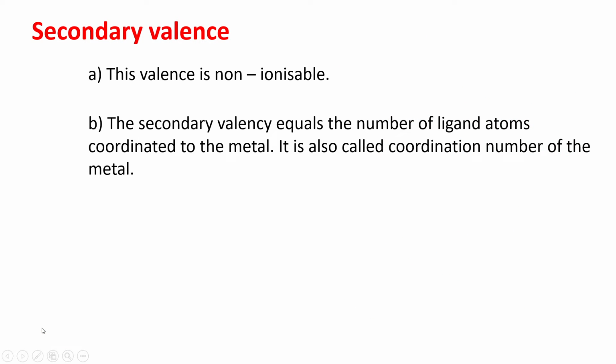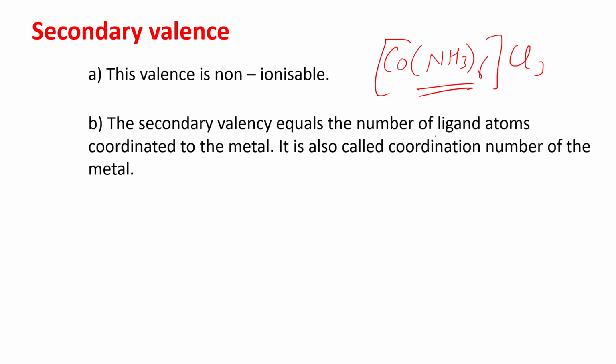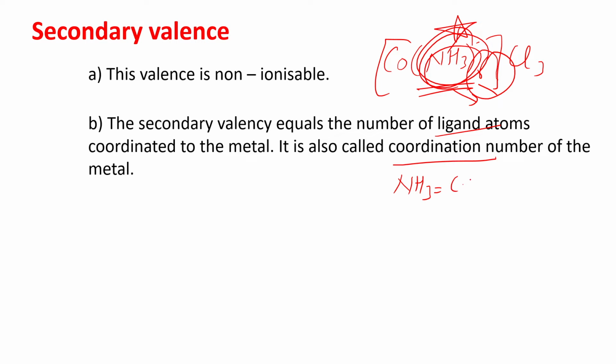The secondary valency is equal to the number of ligands, as you saw in cobalt hexa ammonia Cl3. Secondary valency is satisfied by the ammonia. So here the secondary valency is equal to the number of ligands. It is also called the coordination number. Here, for ammonia, the coordination number is 6, and 6 is the secondary valency.